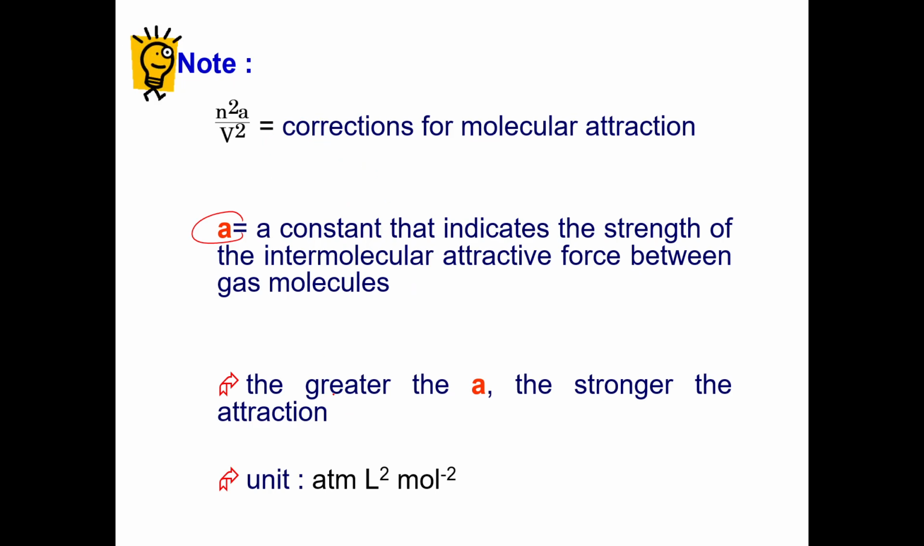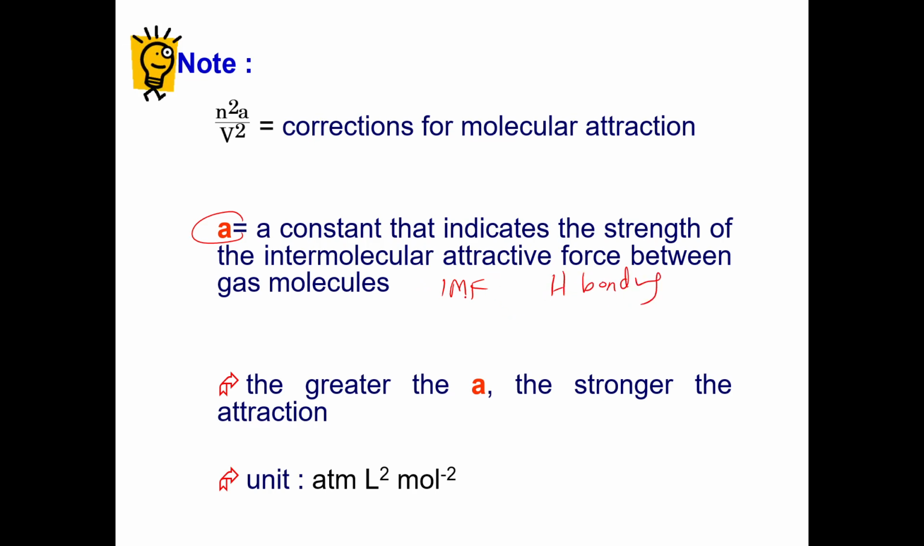So, the greater A, the stronger attraction. Meaning, A tadi represents the correction for intermolecular force. Jadi, kalau semakin besar value A, meaning intermolecular force dia semakin kuat. Contohnya, kalau kita ada intermolecular force, yang paling kuat hydrogen bonding.